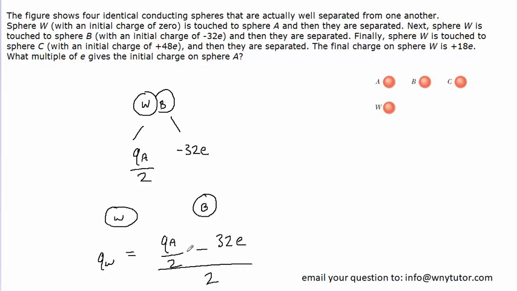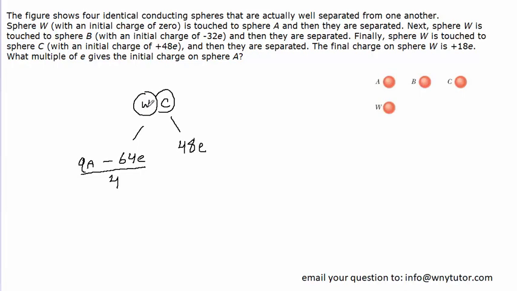Notice in the numerator we had added a negative, which amounts to a subtraction. Now we have a complex fraction here, and we can simplify this complex fraction if we multiply every term by 2. The reason that works nicely is because the 2 in the numerator right here and the 2 in the denominator right there would cancel each other out. So that's going to leave us with QA minus 64e in the numerator, all divided by 4. So this is the charge currently on sphere W.